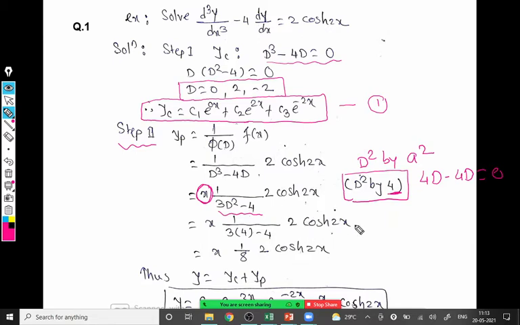And then after that again we replace d square by 4. So d square is replaced by 4 here, and we get the yp. And lastly, don't forget to combine it. Yc plus yp is the complete solution there.